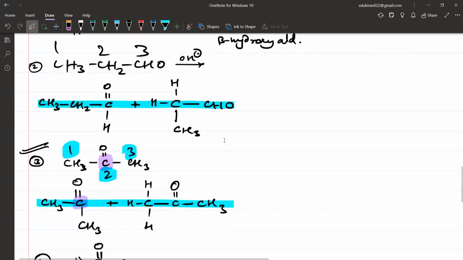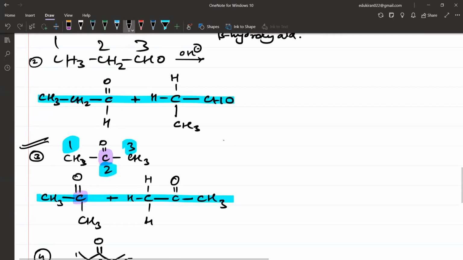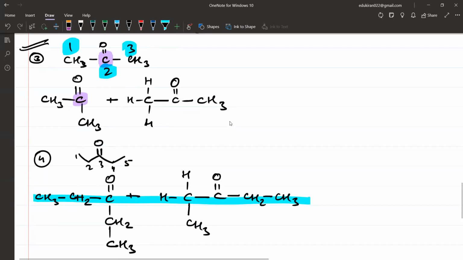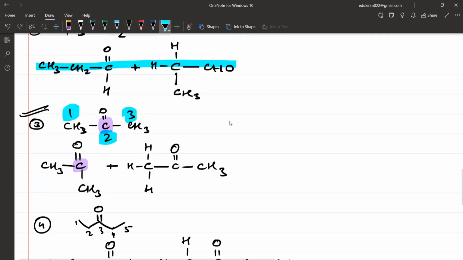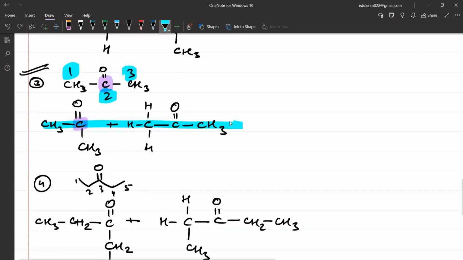Hanifa, are you there? Can you hear me? Yes, sir. Okay. Please now listen. Once you have written it like this, you need to have all of these carbon atoms together, which are in a straight line. So in the second, we'll have all of these carbon atoms in a straight line.